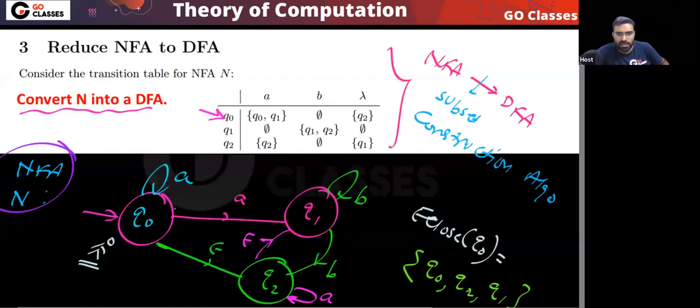From this state, Q0, Q1, Q2, where can you go on symbol A?